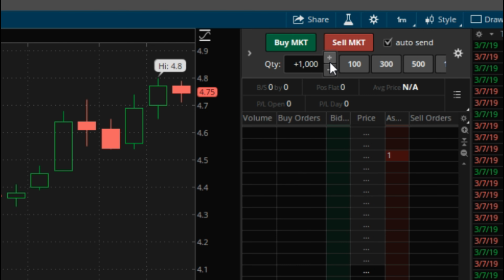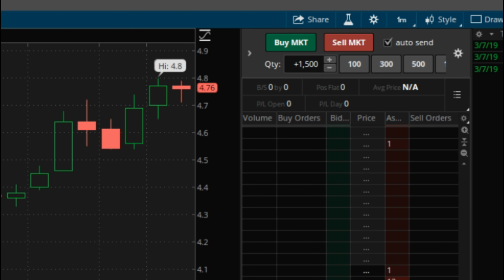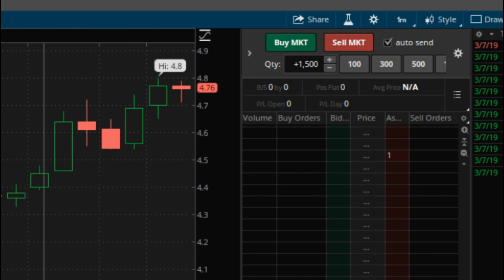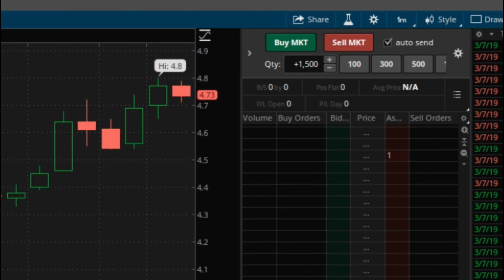It's a scalping strategy, and so we can even use 1500 shares here, since the goal is to use bigger sizing and faster, quicker trades. And like I said, we're just waiting for this first 1 minute candle to form. We got a nice parabolic curve. We have volume coming in as confirmation.